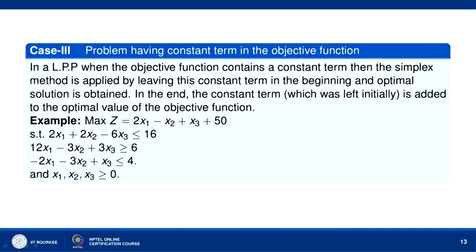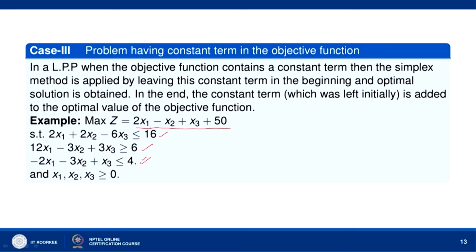So, let us say we have to maximize 2x1 minus x2 plus x3 plus 50, subject to the constraints 2x1 plus 2x2 minus 6x3 less than or equal to 16, 12x1 minus 3x2 plus 3x3 greater than or equal to 6, minus 2x1 minus 3x2 plus x3 less than or equal to 5, and x1, x2, x3 non negative.